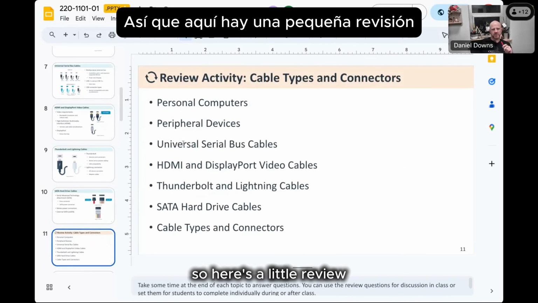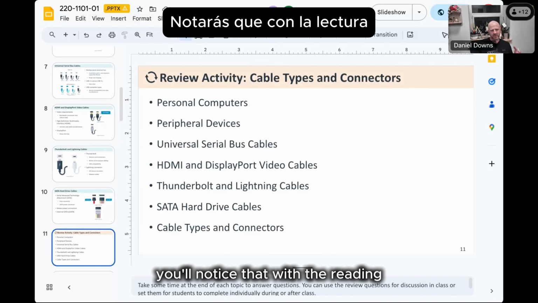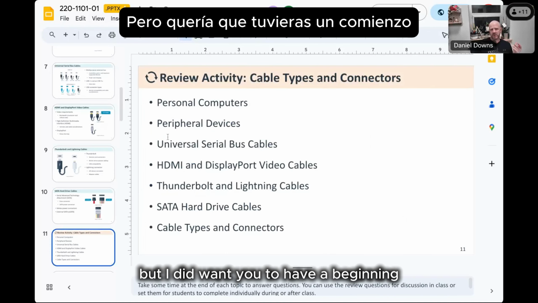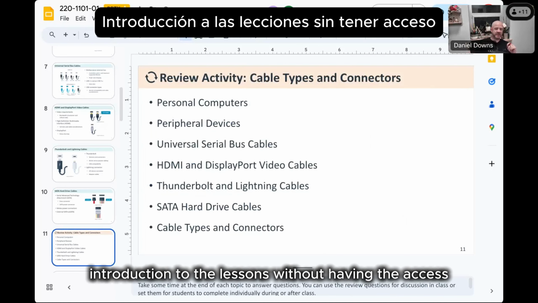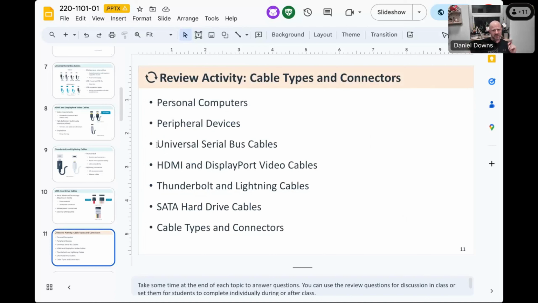So here's a little review discussing personal computers. This is not an in-depth review, so just keep that in mind. You'll notice that with the reading, but I did want you to have a beginning introduction to the lessons without having the access. So this is a good place to start.